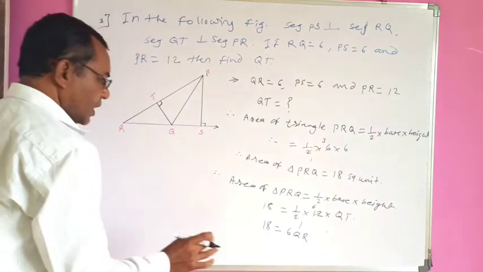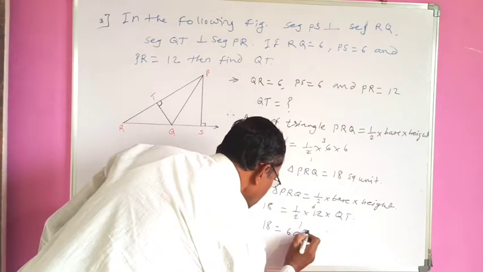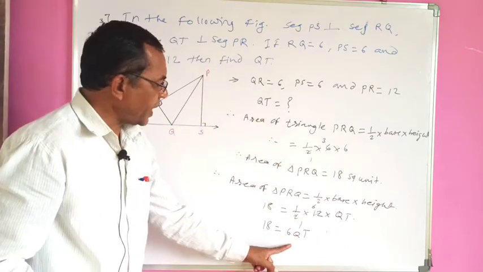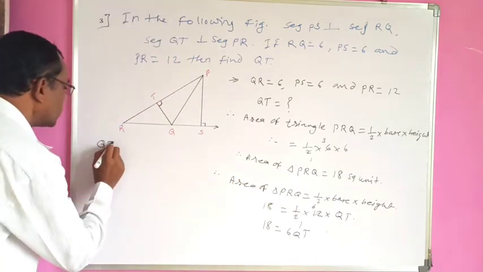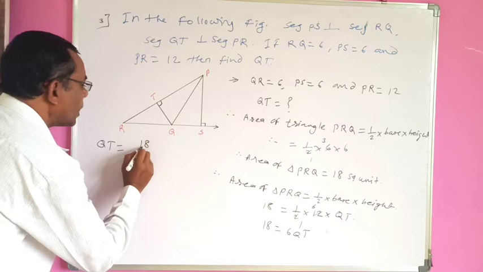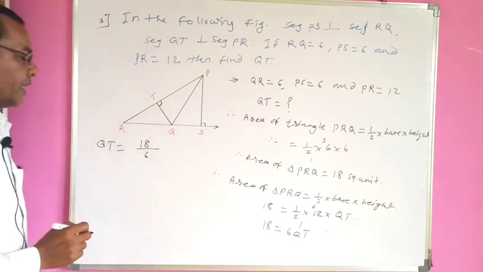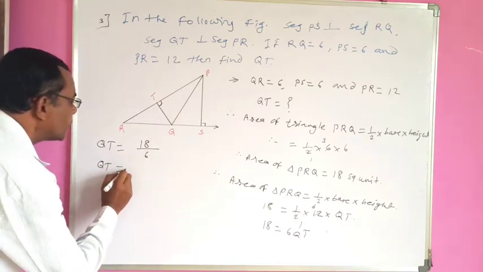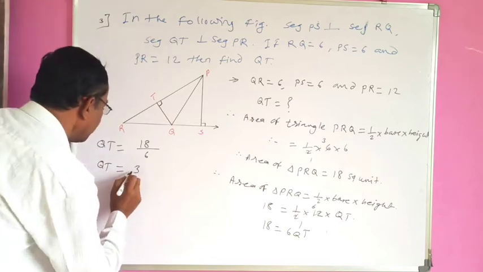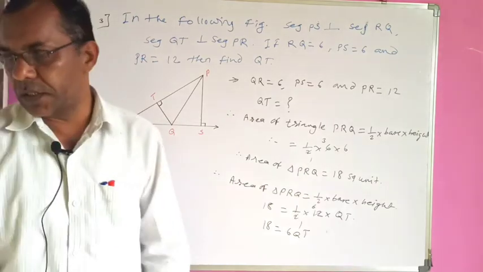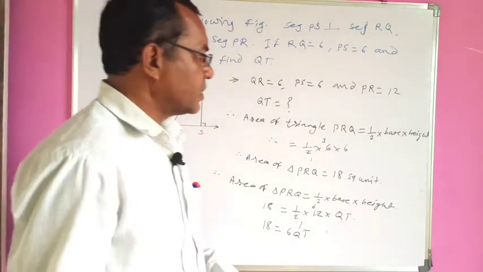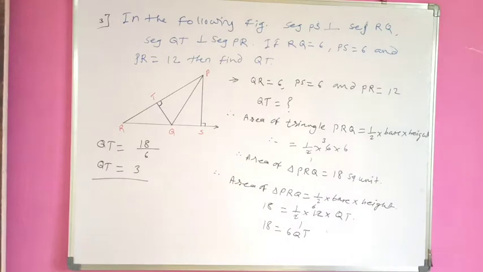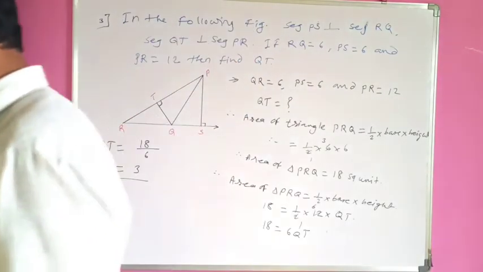And QT is equal to... 6 is multiplied, and it will be divided, therefore QT is equal to 18 by 6, that is QT is equal to, 6 3s are 18, therefore QT is equal to 3 here. It is the last answer, that is QT is equal to 3. Okay, we have completed example number 3 now, and we will continue with example number 4.